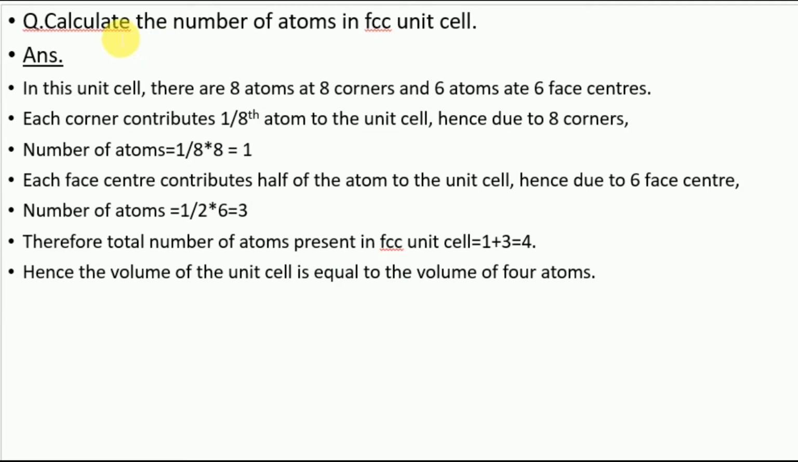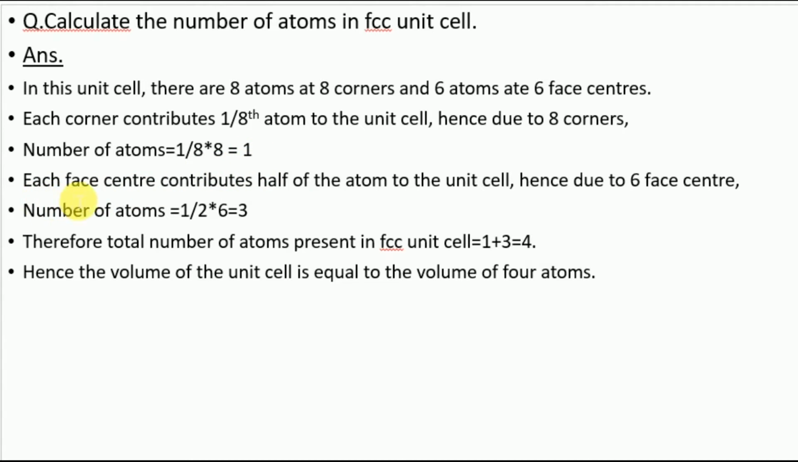Third one is, calculate the number of atoms in FCC unit cell. Your answer is, in this unit cell there are 8 atoms at 8 corners and 6 atoms at 6 face centers. Each corner contributes 1/8 part to the unit cell. Hence, due to 8 corners, number of atoms is equal to 1/8 into 8 is equal to 1.